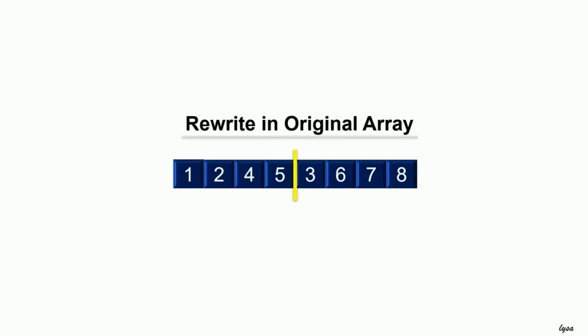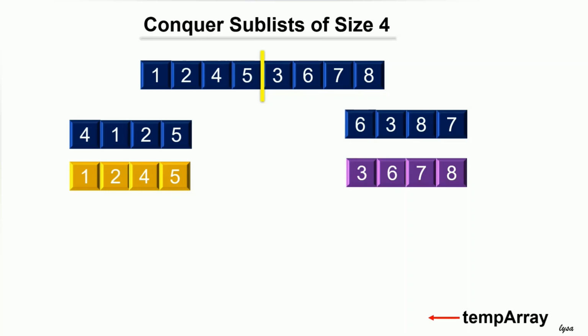There is no difference between the values when I combine single elements and when I combine lists with 2 elements. But at this juncture, all the elements on the left side will be sorted: 1, 2, 4, 5. All the elements on the right side will also be sorted: 3, 6, 7, 8. And the size of the sublist is 4. I have 2 sublists of size 4.